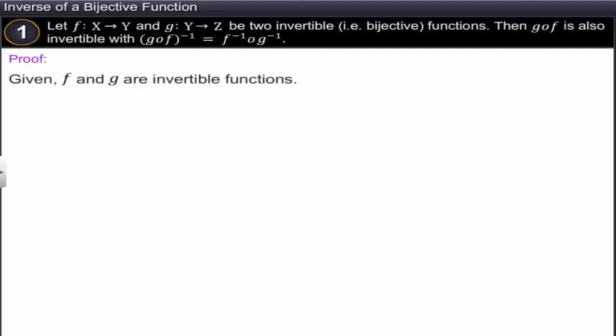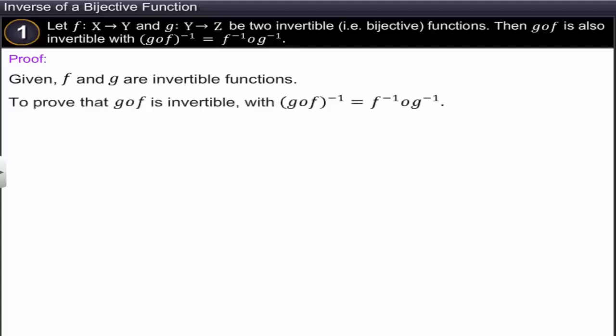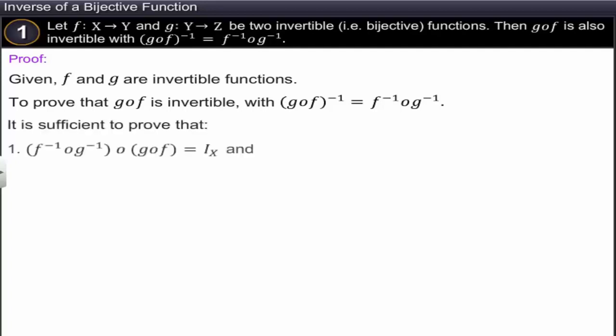We are given that f and g are invertible functions. We have to prove that g circle f is invertible, with (g circle f) inverse equal to f inverse circle g inverse. To prove g circle f invertible, it is sufficient to prove that the composition of g circle f and f inverse circle g inverse is an identity mapping from X to X, and that the composition of f inverse circle g inverse and g circle f is an identity mapping from Z to Z.